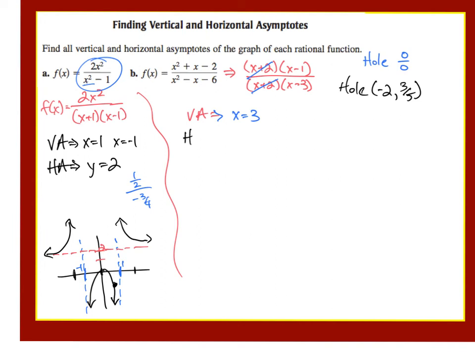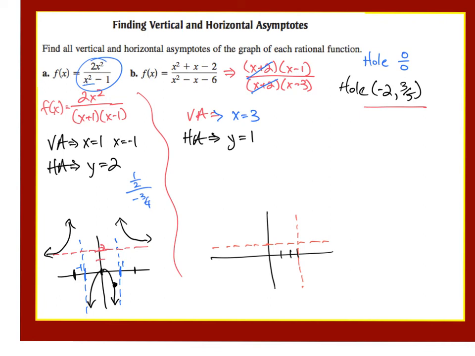And then let's do our horizontal asymptote. This is where we need to look for our higher powers. Are they the same? So what are my coefficients? 1. So now I get y equals 1. From there, I'm going to start graphing. So I have a vertical asymptote at x equals 3. I have a horizontal asymptote at y equals 1. And it also gives me a point, which is really nice. I have a hole at negative 2 comma 3/5.